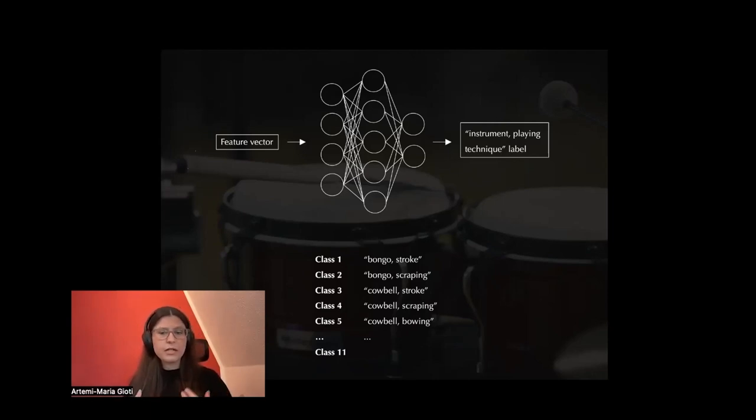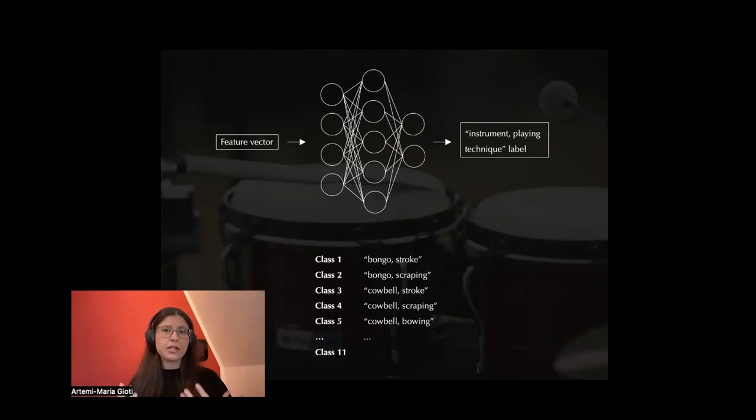So class one is bongo stroke, class two is bongo scraping, class three is cowbell stroke, class four is cowbell scraping, and so on. So based on this basic recognition, the robotic percussionist then calculates some metrics of musical contrast, which are rhythmic, timbral, and dynamic contrast.